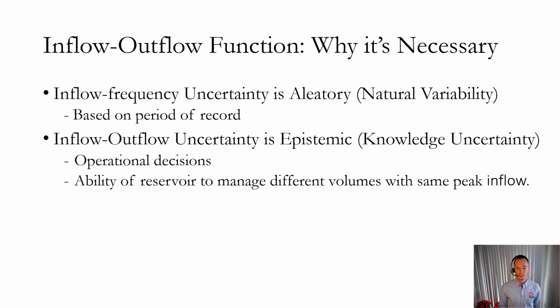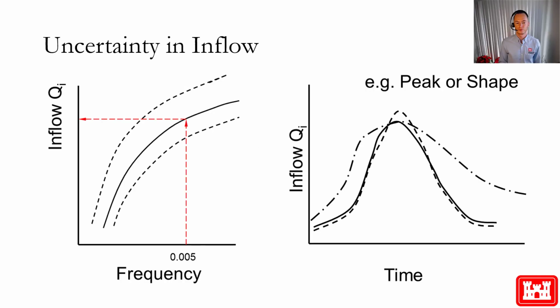However, the uncertainty around the way that inflows are transformed into outflows comes from knowledge uncertainty, such as operational decisions and the ability of a reservoir to manage different volumes with the same peak inflow. Because each process has a distinct type of uncertainty, we want to include the processes in the simulation individually. Let's take a closer look.